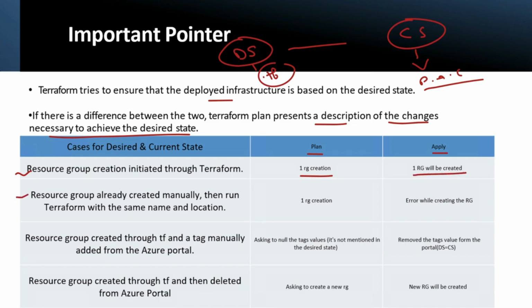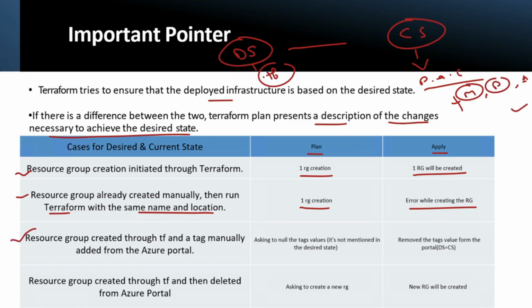In the second case, the resource group is already created manually, then we run Terraform with the same name and location. What is the exact meaning of it? We have created the resource group inside portal.azure.com using a manual approach, or PowerShell, or an ARM template. What will be the impact on plan? One RG creation. At apply time, it will give us an error. Why? Because the resource group is already present inside portal.azure.com.